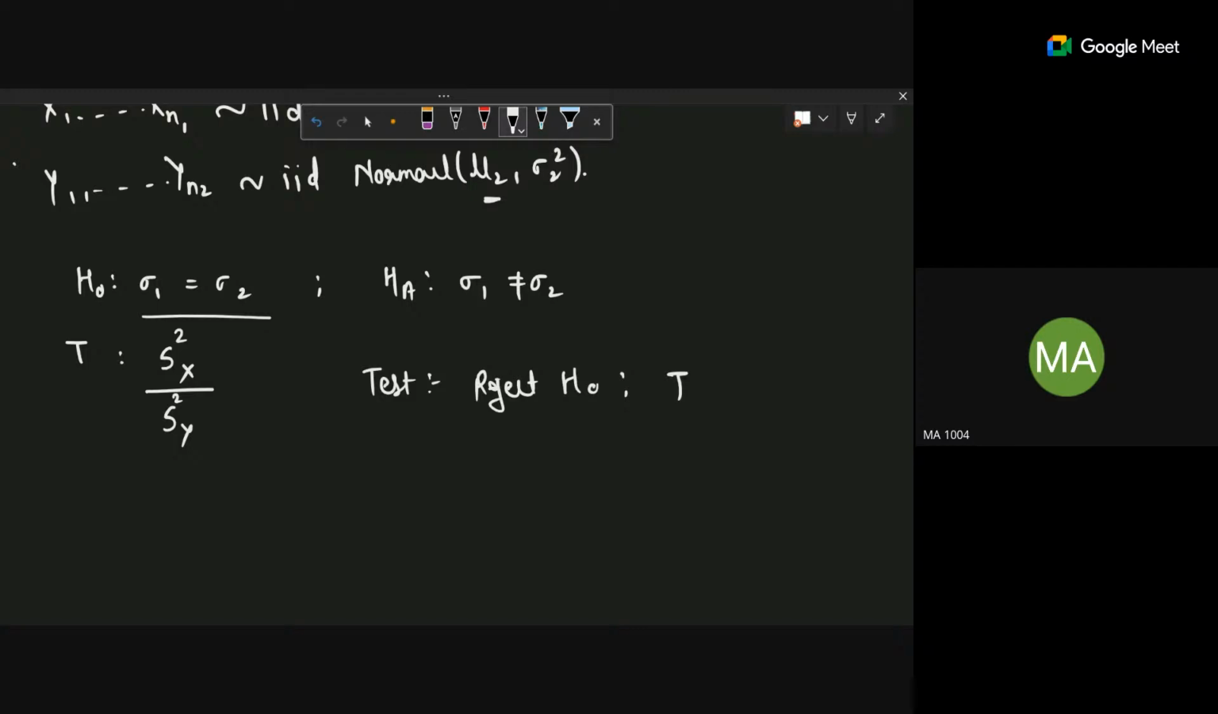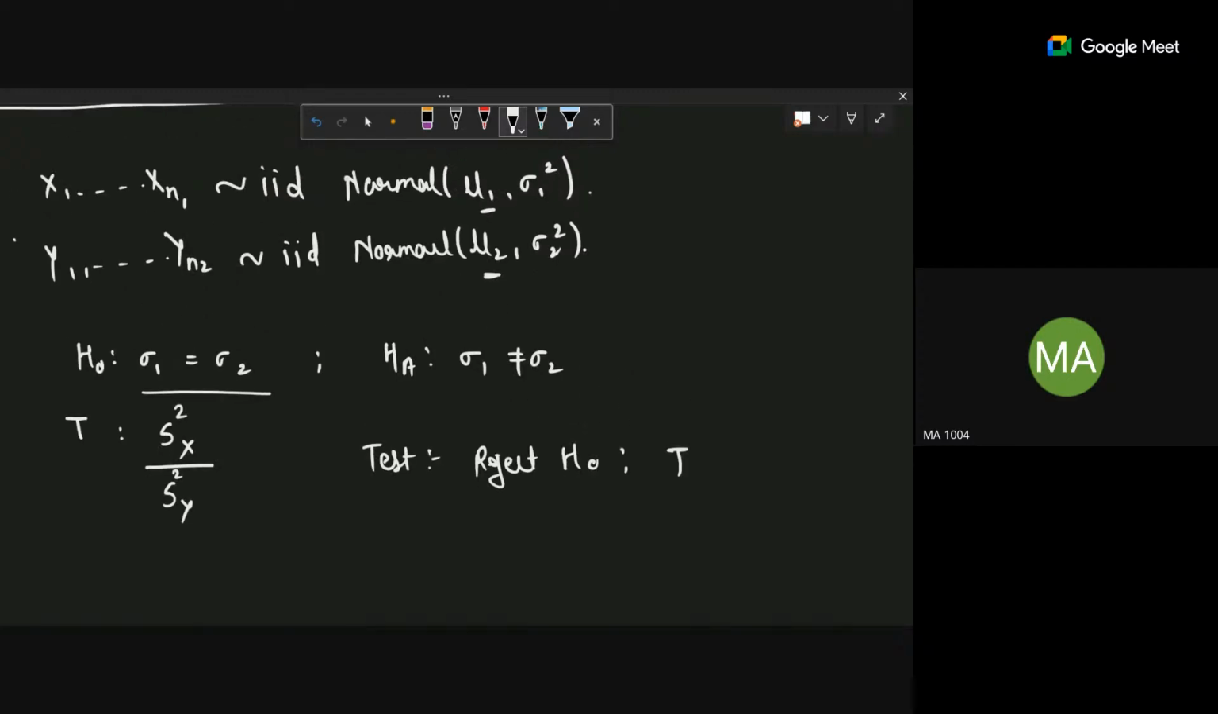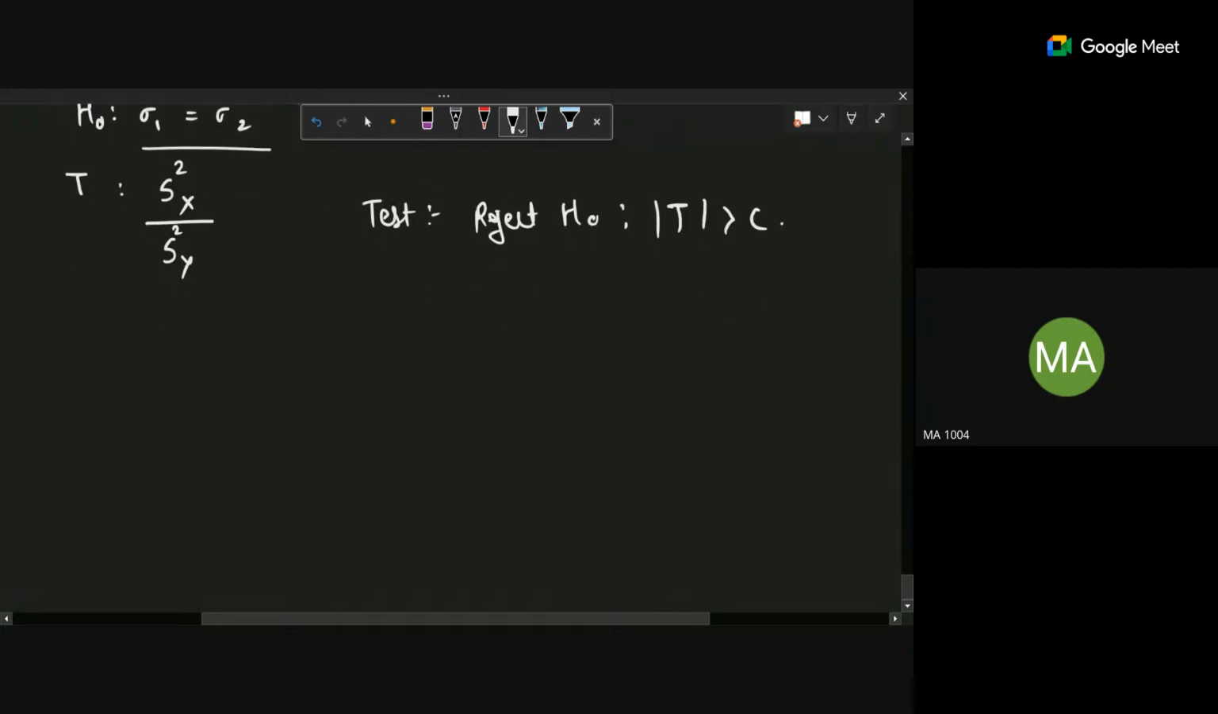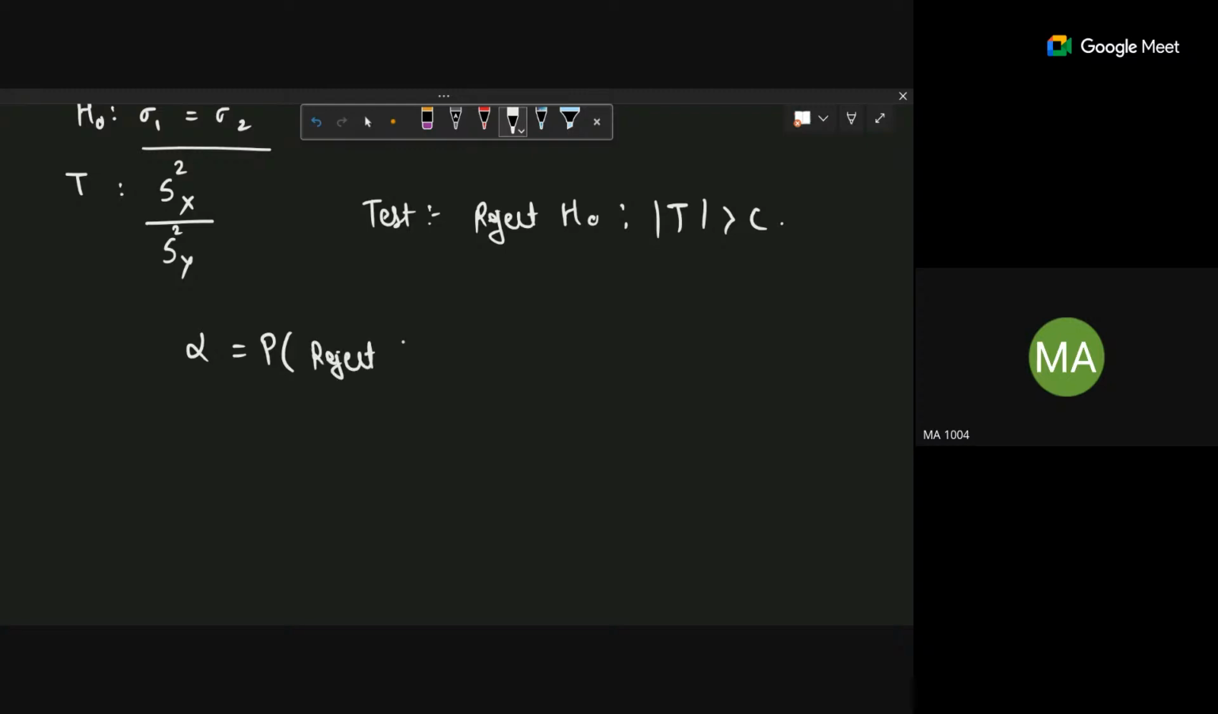There is one thing to keep in mind. Whenever we have this kind of thing, just take the modulus value: modulus T is greater than C. Now, what will be the significance level? Alpha will be the probability of a type 1 error, that is, reject H naught given that it is true.